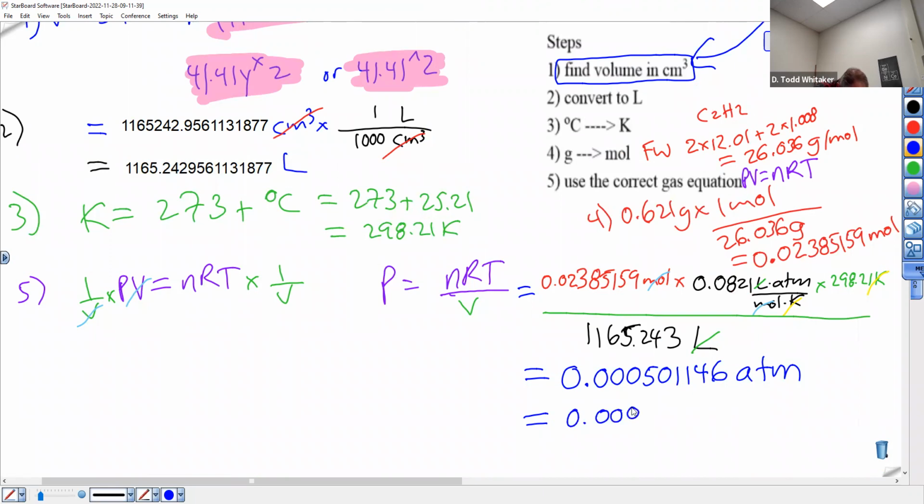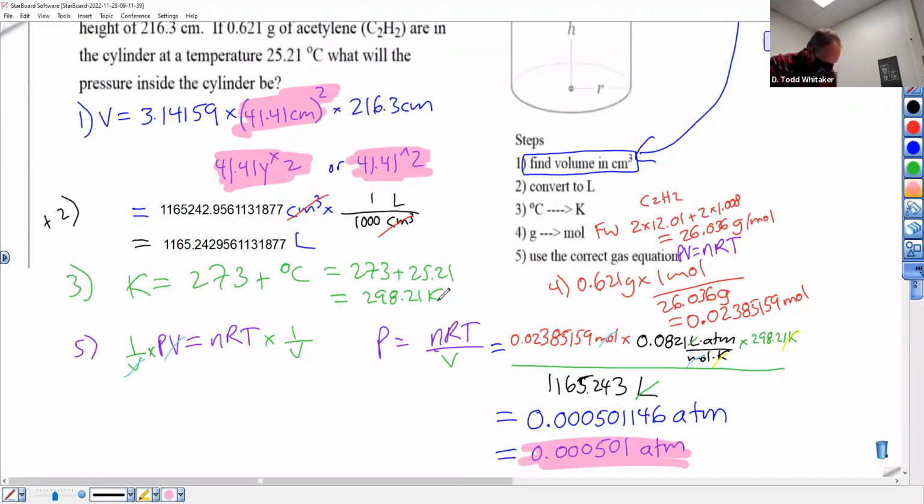The leading zeros are not significant. First significant, 1. Second significant, 0. Third significant, 1. End of story. ATM. Highlight it. Zoom it out so our latecomers can get it. And that's all we got for this one.